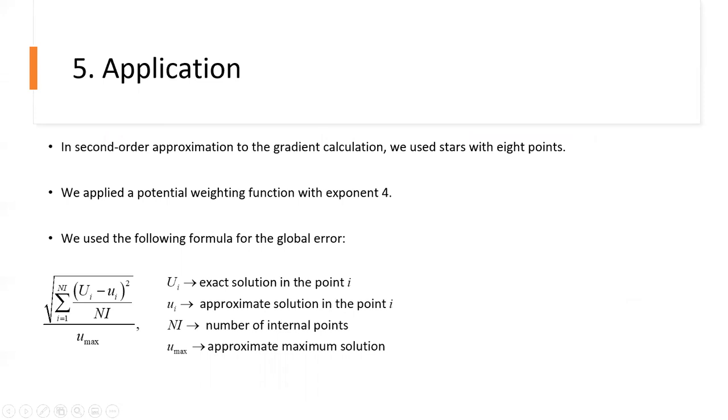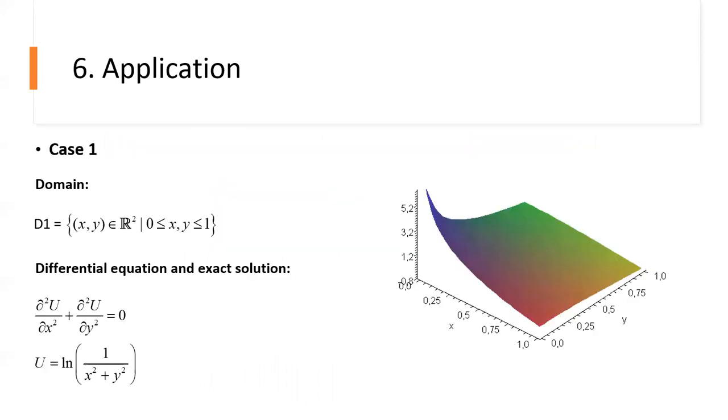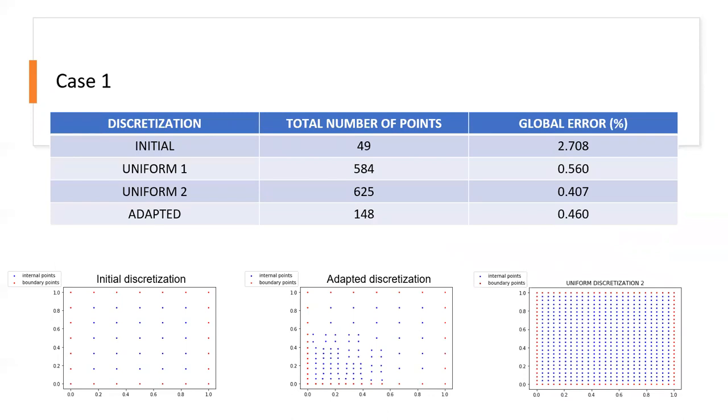Application. In second order approximation, as Liszka starts with 8 points, we use a potential weighting function with support 4, and the global error is shown here. For case 1, we consider a rectangular domain with a singularity at point 0, 0. Here, we show the result of 4 discretizations: the initial, two uniform, and the adapted. The initial discretization is used to obtain the gradients. In this case, the accuracy is not important.